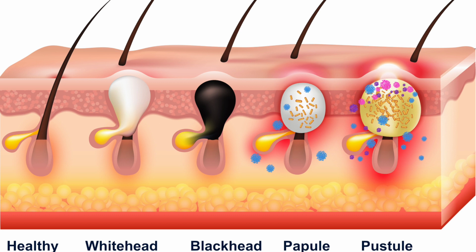And there are different types of acne. There are comedones, the most common ones. There are whiteheads or closed comedones, and there are blackheads, the open comedones. And there are also inflammatory acne, which are, for example, papules, nodules, pustules, and cysts.